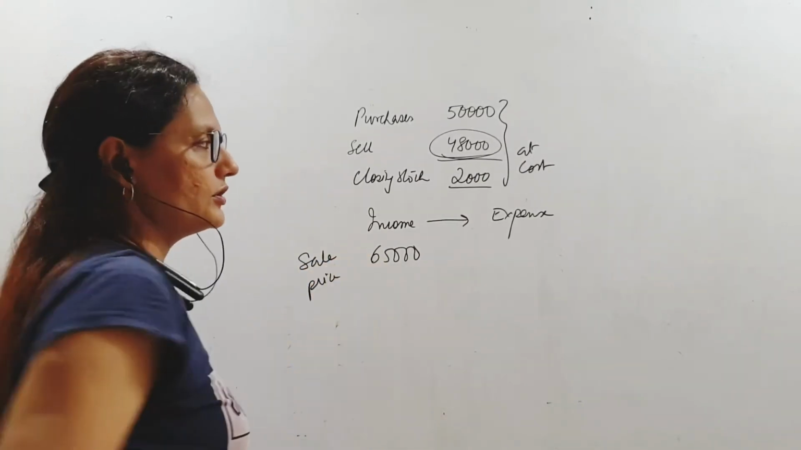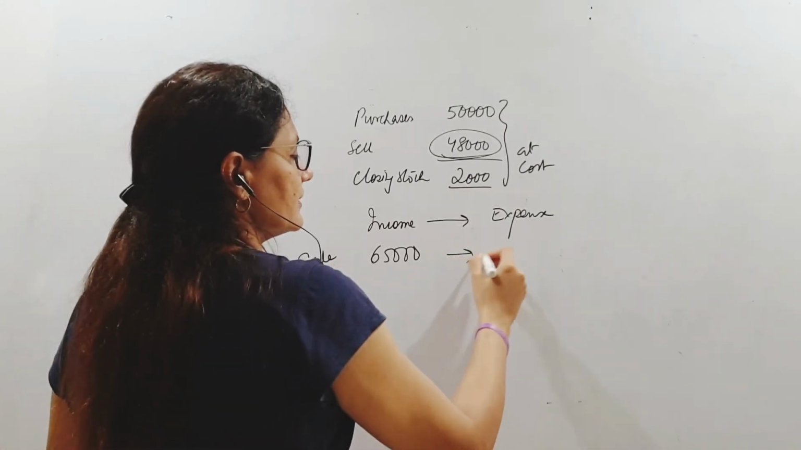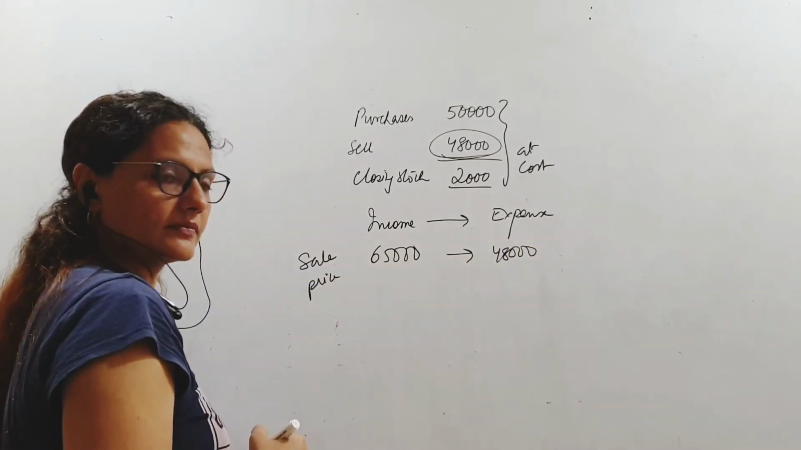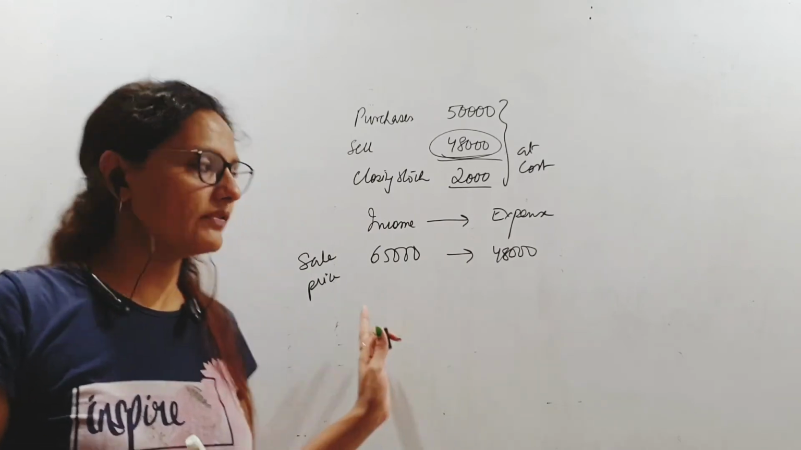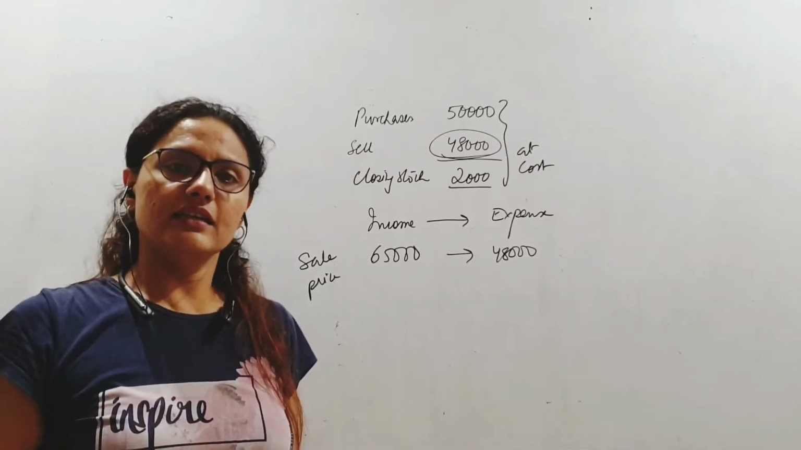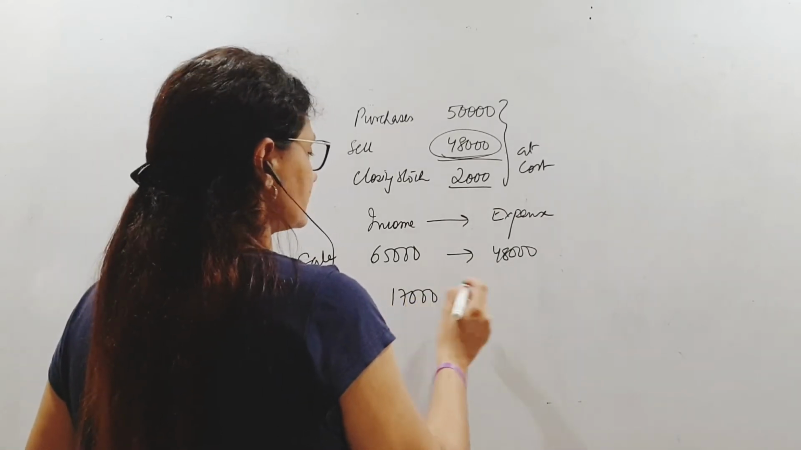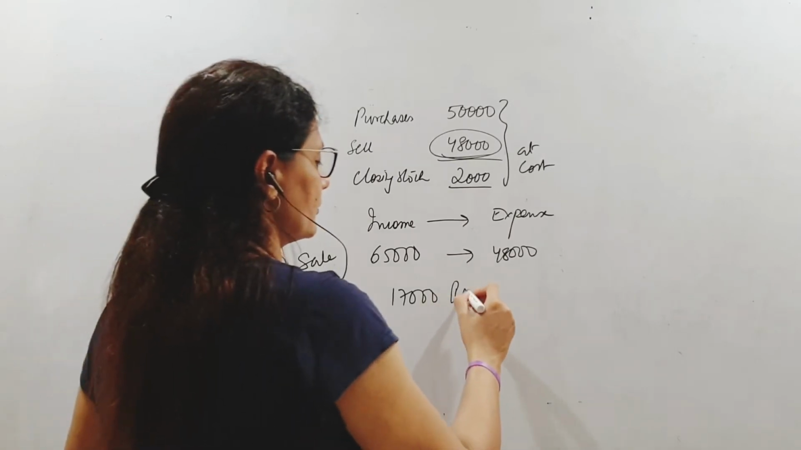Okay. So if I am taking only these into account, what is the cost of the goods that I have sold at 65,000? 48,000. So I will subtract this and then I will find out the profit. 65,000 minus 48,000 is my profit. That is coming to say 17,000. Okay, 17,000 is my profit.